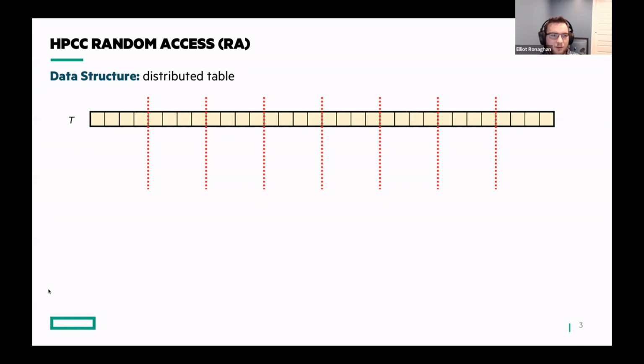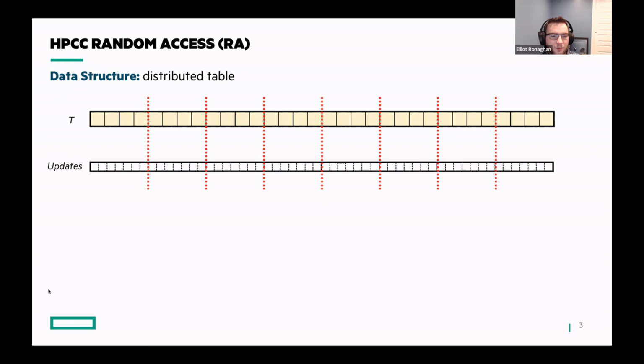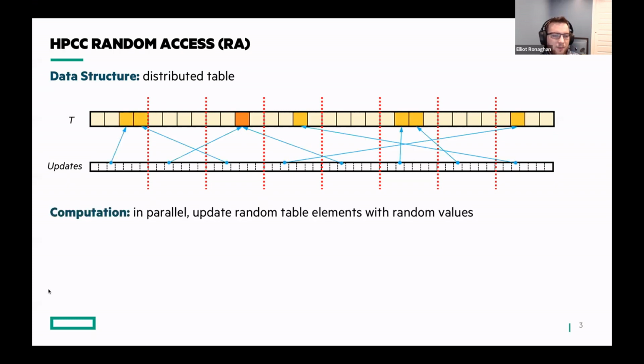The key data structure you have for this is a big distributed table that's seen here pictorially. You have the yellow, which describes the memory, and then the vertical red lines represent different compute nodes. So we have our big distributed array T, and we have some number of updates we're going to perform to this table. And then in parallel, we're going to update random elements of the distributed array with random values.